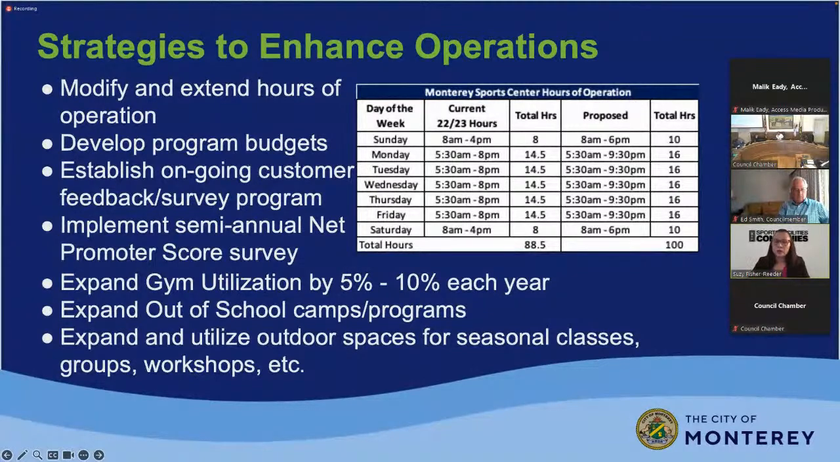And finally, to expand out-of-school programs. Programs such as a swim camp or kinder camp could help increase the gym utilization by 10 to 15% a year.